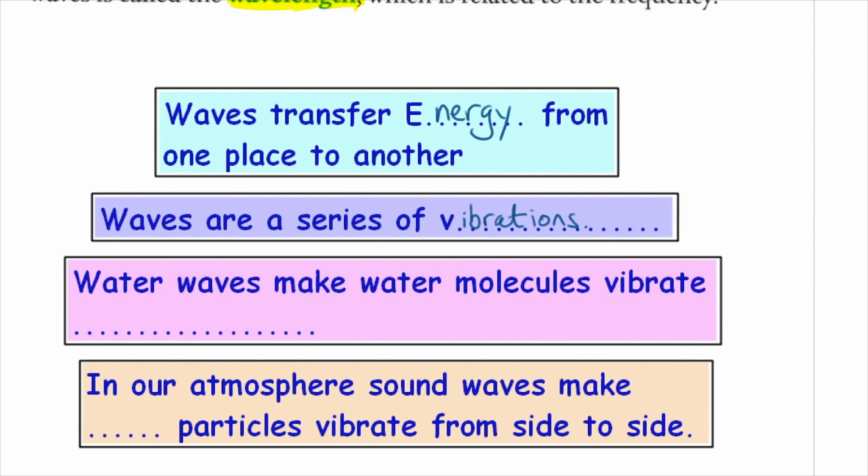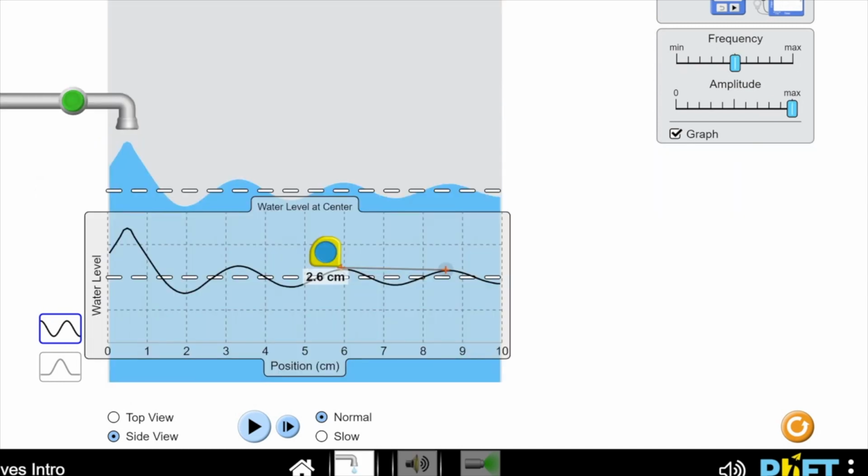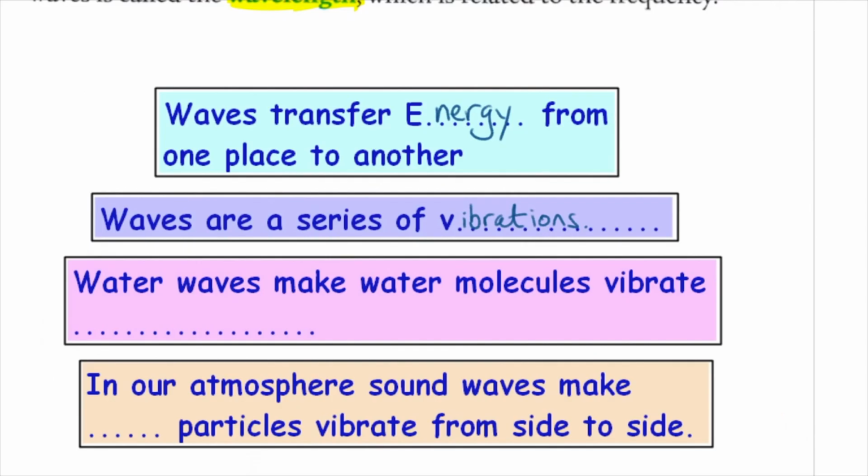Water waves make water molecules vibrate. That's a bit of a tough one for you to answer. We'll go back and look at the software we were just using. The water molecules are vibrating up and down, whereas the wave direction is going from left to right as you're looking at it. So the water molecules are vibrating 90 degrees or perpendicular to the wave direction. Don't worry if you don't get that straight away.